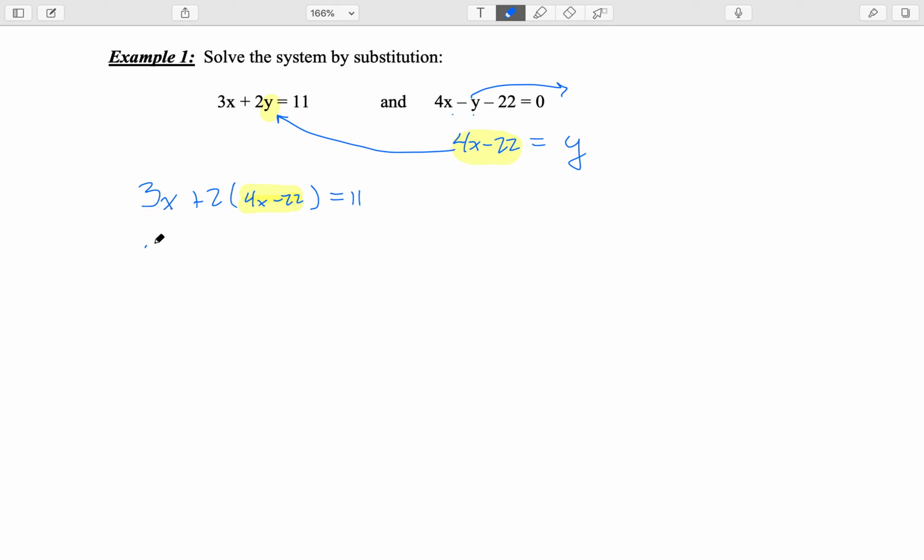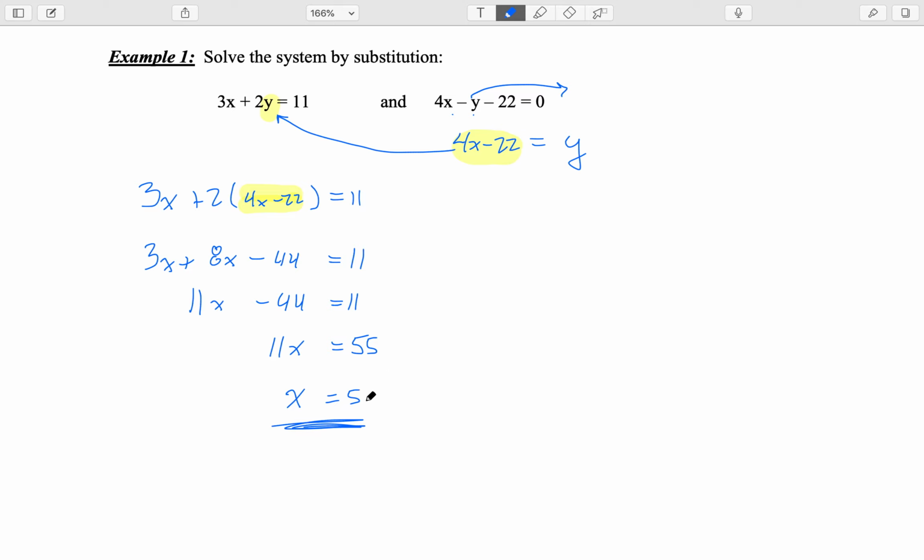Let's try this. 3x plus 2 times 4x is 8x, minus 44 is 11. 3x plus 8x is 11x minus 44 is equal to 11. I'm just going to add on the 44 to both sides and then divide by 11. I'm going to get x is equal to 5. Ta-da! Now, that's just x. I also have to figure out what y is.